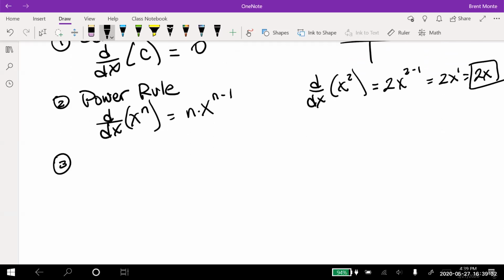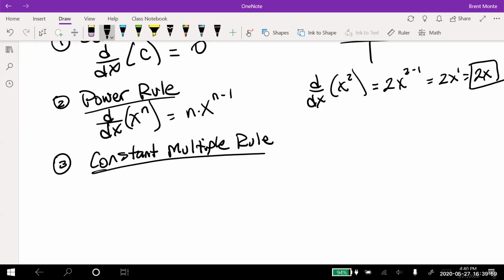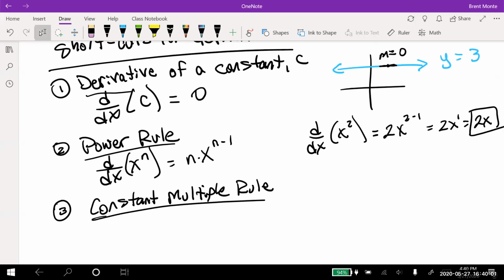3. Now, we've got our power rule. We've got our constant rule. Well, what about a constant multiplied by a function? So this is called the constant multiple rule. And what this is doing, I should probably just underline all these. I'm going to go back up and underline this.